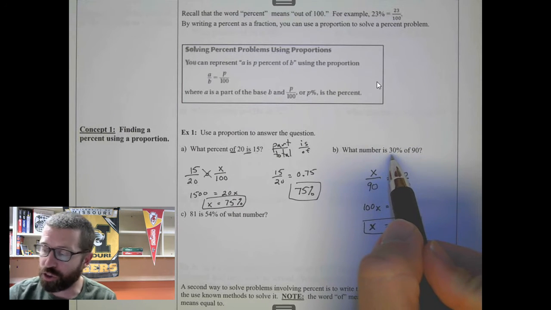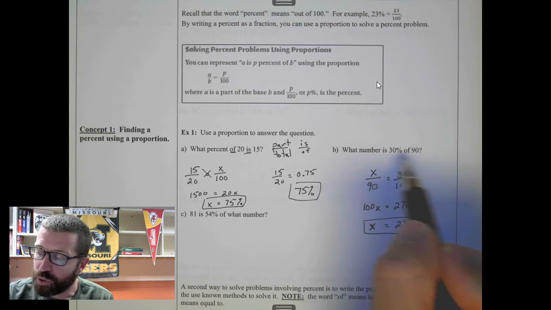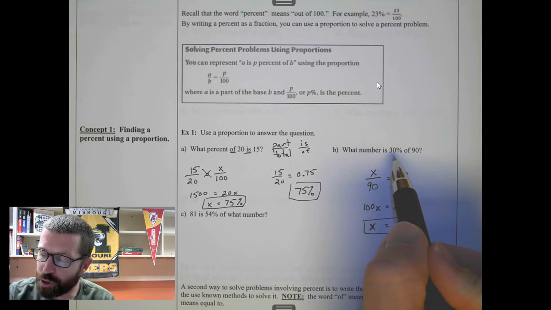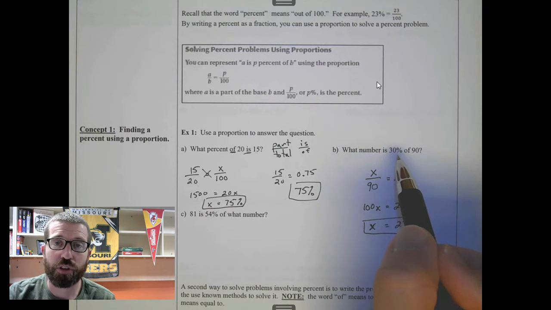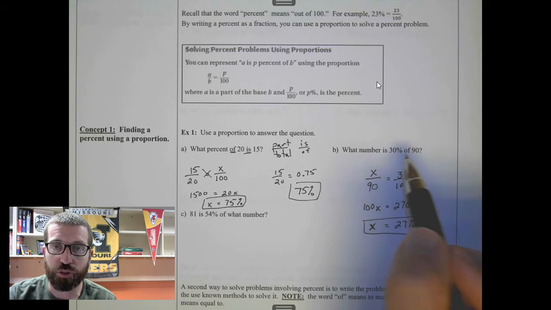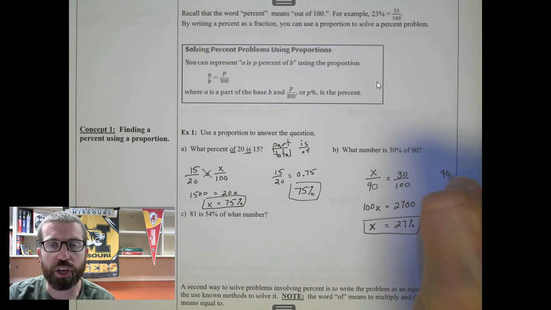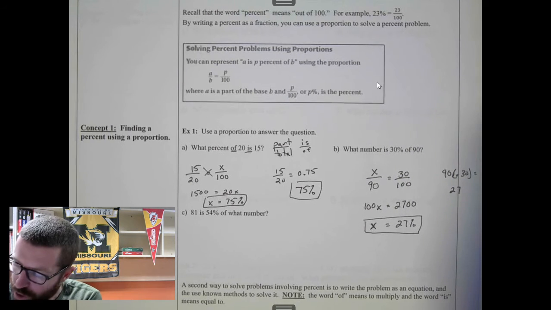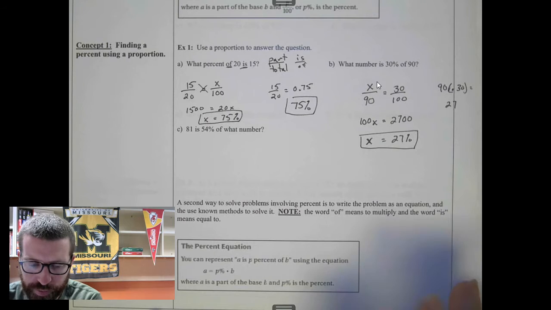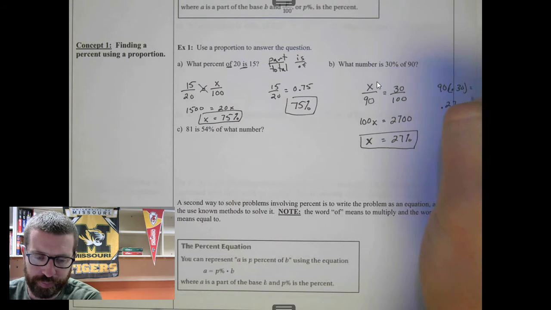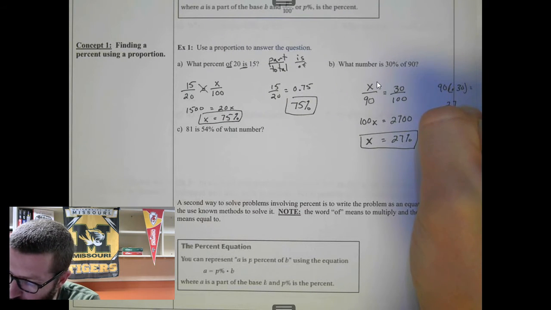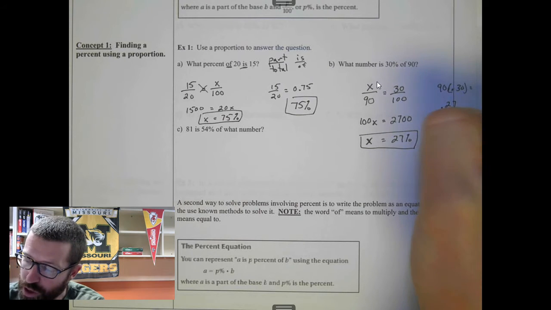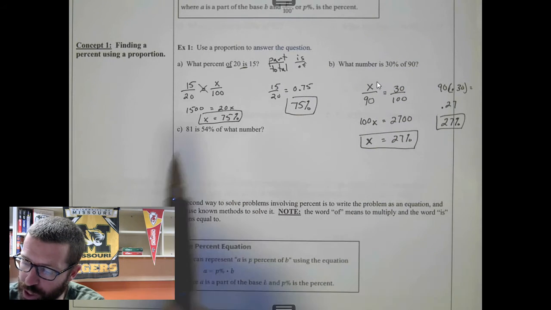Okay, so we can do this with the ratio. Also, and we'll talk about this next, if you want to find a percent of a number, you just multiply the total by the percent. So if I do 90 times 0.30, then I get 0.27, sorry, 27. And then I can change that to a percent by moving the decimal 2 spaces to the right.